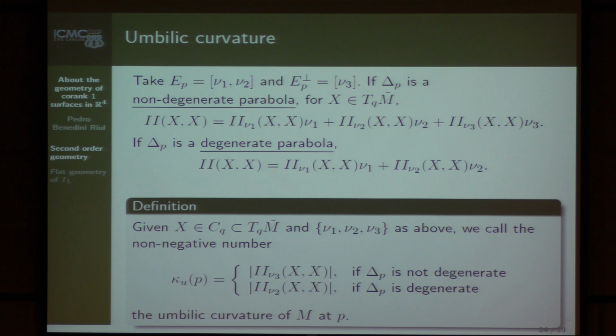Geometrically, the umbilic curvature measures the distance between the affine curvature plane and the curvature plane itself when delta p is a non-degenerate parabola, the distance between the line that contains delta p and p when delta p is a line or a half line, and the distance between delta p and p itself when delta p is a point. This definition was a generalization of the definition given by Martins and Nuño-Ballesteros in their paper, but we also use the definition of umbilic curvature for regular surfaces in R5 given by Carmi.